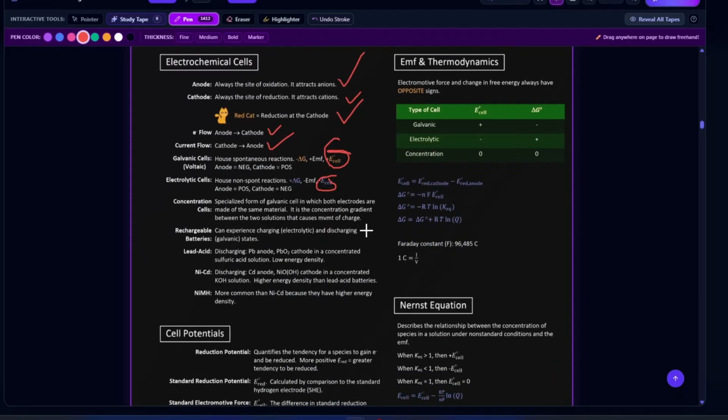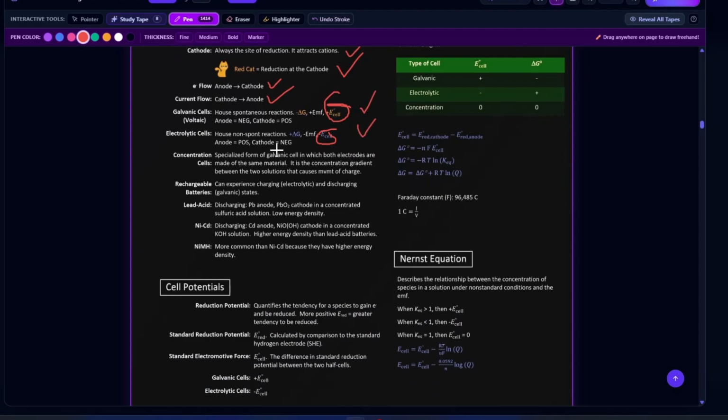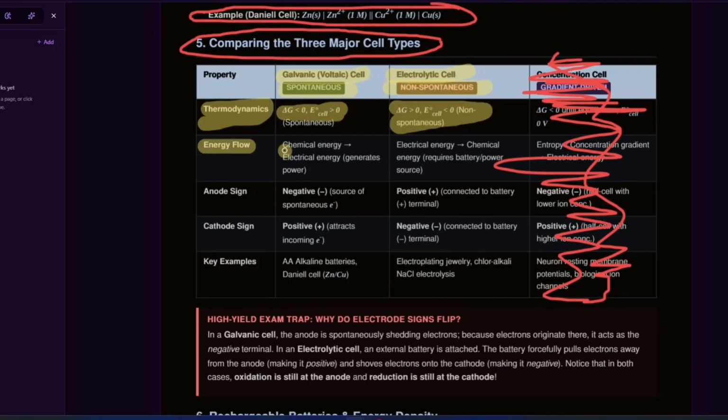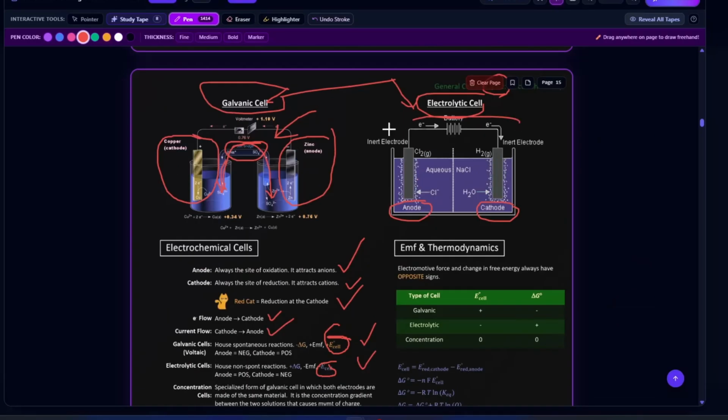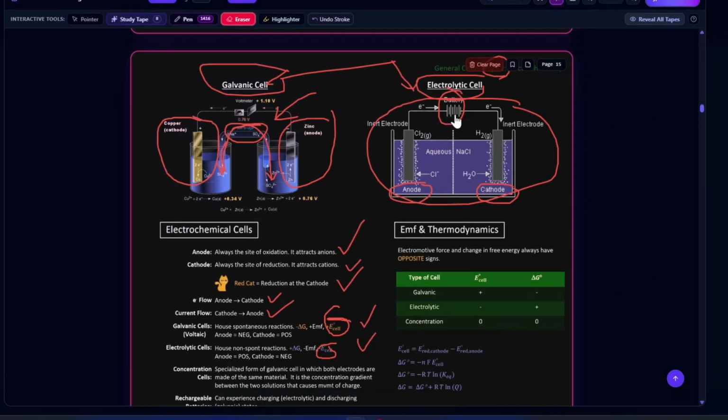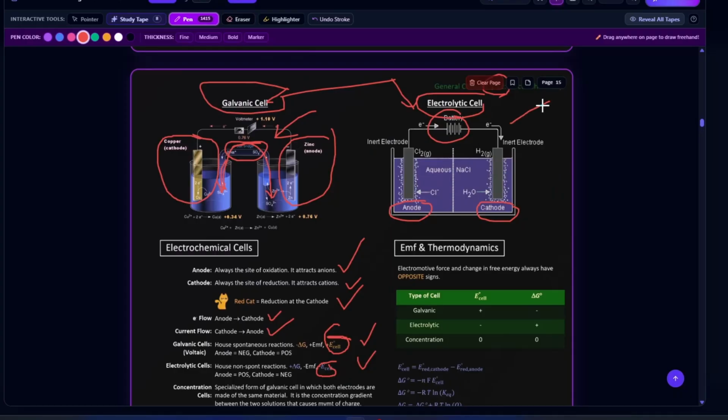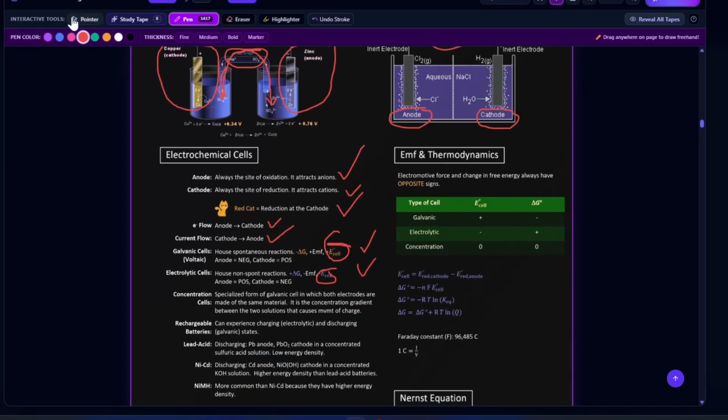What else do we have? It's showing you over here. So we went over that. What else? Electron flow is chemical energy to electrical energy. It will generate power, but the electrolytic cell requires a battery or a power source. So this one requires a battery, and as you can see here, this is the battery up here. So this electrolytic cell requires that battery.